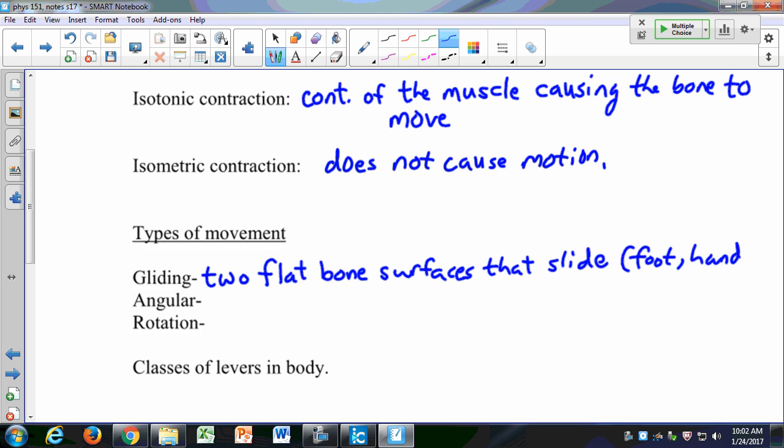Like in the foot, hand, etc. I don't know if there's any gliding motion elsewhere. Is there gliding motion elsewhere outside of the foot and hand? I don't know. But you athletic trainers, you know. Are you about to tell me, Taylor? What if I do this? Is your knee? Oh, your kneecap. That's a hinge joint. I don't know. I'm not sure that there are.